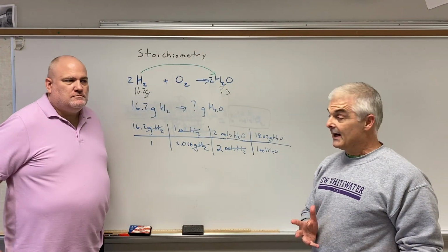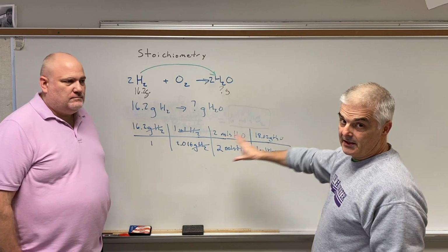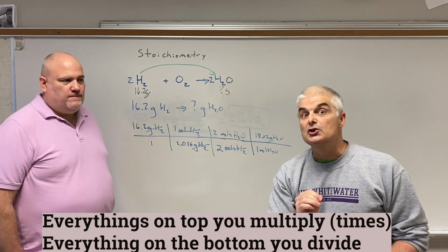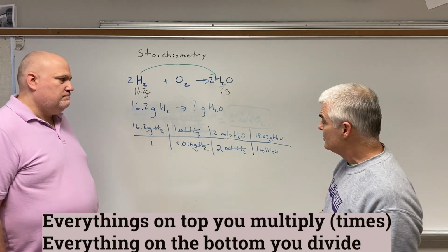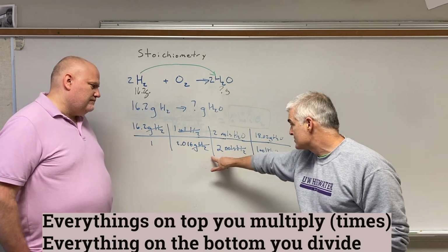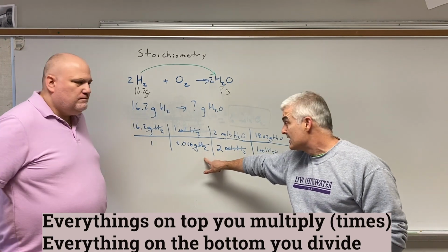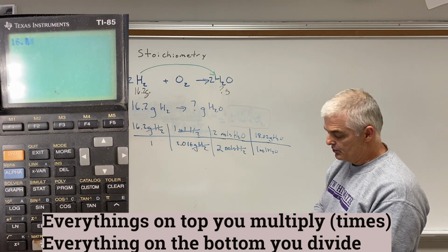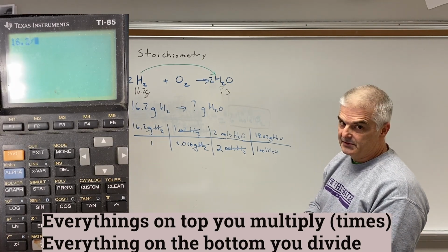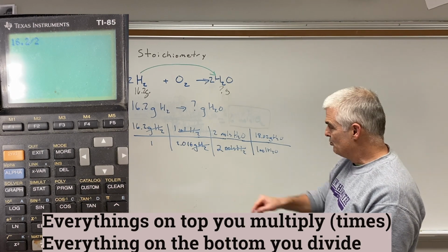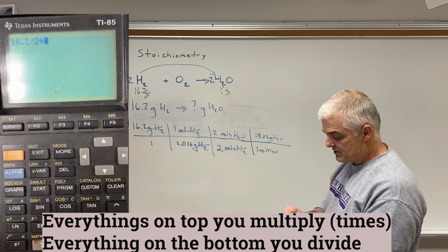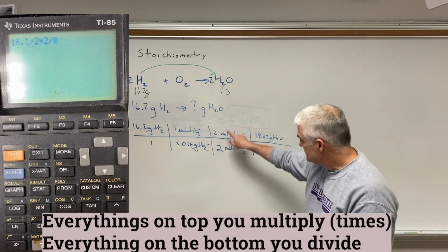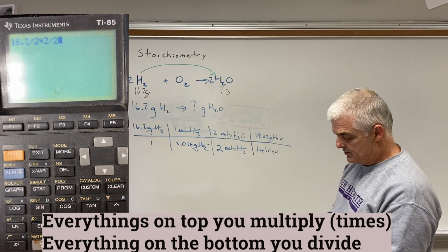Now, one thing you might have forgotten is if you've got a big set of fractions right here, here's the rule. Everything on top, you multiply. Everything on the bottom, you divide. Now, notice I've got 2 different numbers. You can ignore the ones because they're divided by 1, same thing. So listen how I type. I'm going to say 16.2 divided by, I'm going to cheat a little bit, divided by 2, I'm not going to type 2.016, times 2 divided by 2, times 2 divided by 2, times 18.